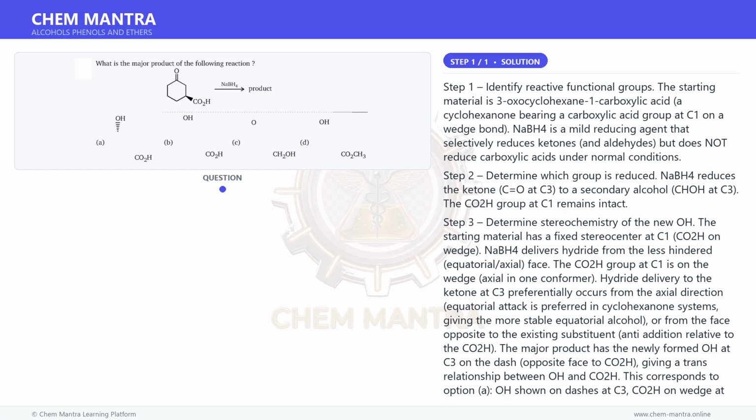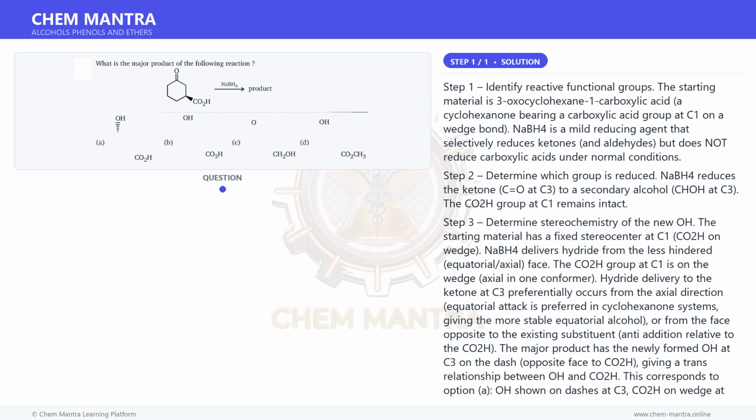The starting material is 3-oxocyclohexane-1-carboxylic acid, a cyclohexanone bearing a carboxylic acid group at C1 on a wedge bond. NaBH4 is a mild reducing agent that selectively reduces ketones and aldehydes, but does not reduce carboxylic acids under normal conditions. Step 2. Determine which group is reduced.